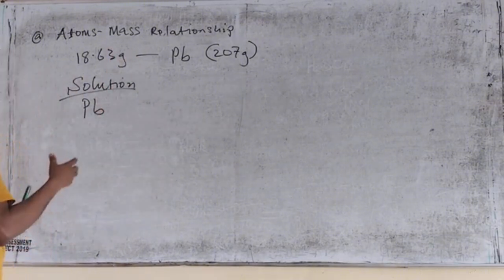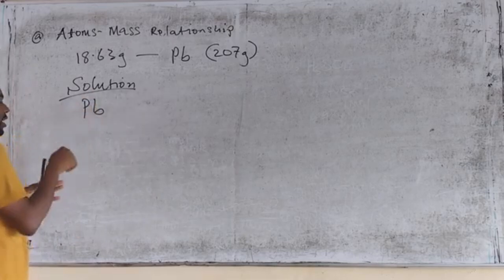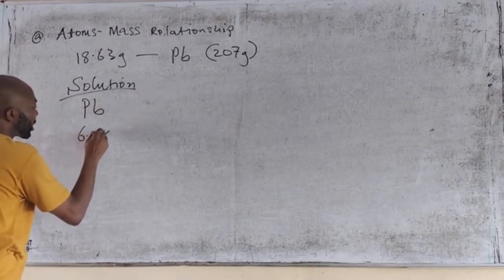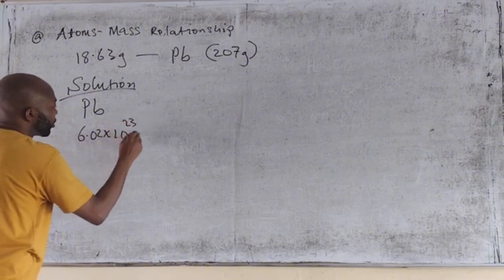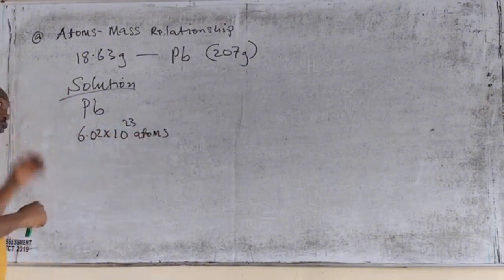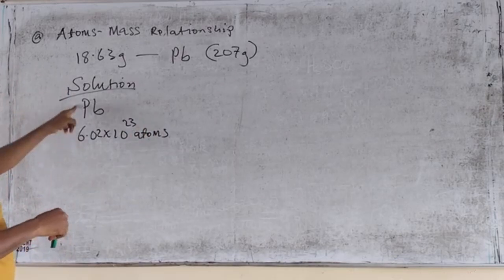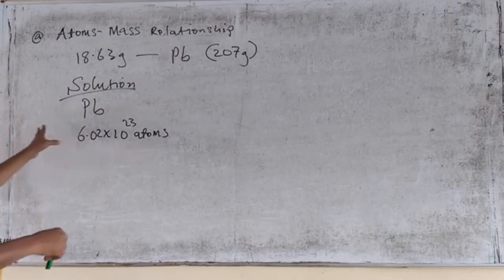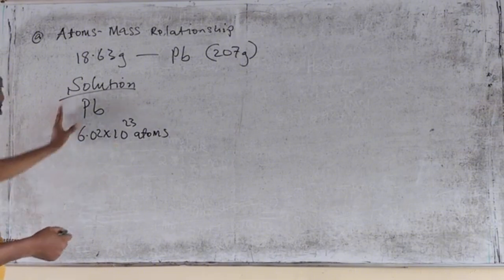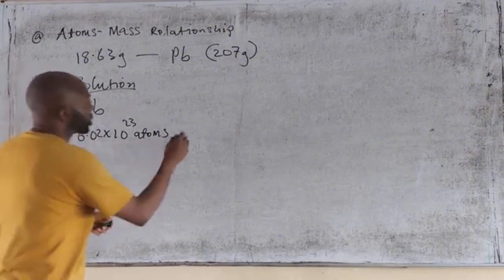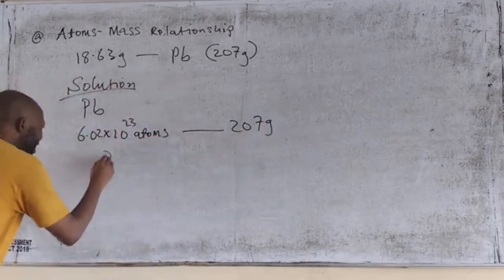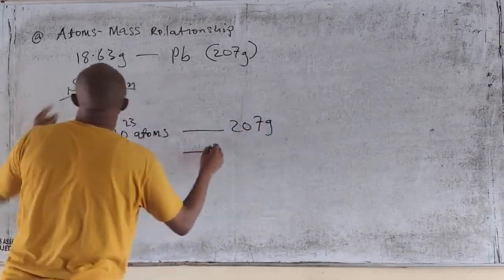So now we know that 1 mole of lead is equivalent to what? 6.02 times 10 raised to 23 atoms. So it can be used interchangeably. If I'm using 1 mole, or I'm using 6.02 times 10 to the 23, all of them are equivalent. So these atoms will give us what? Will give 207 grams.